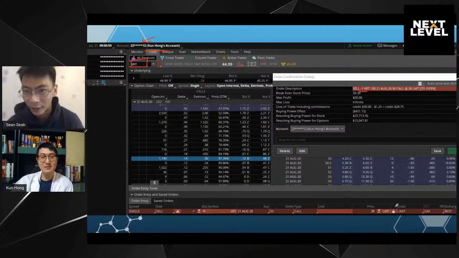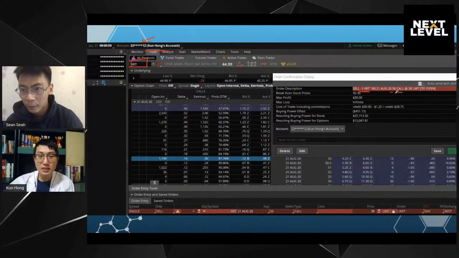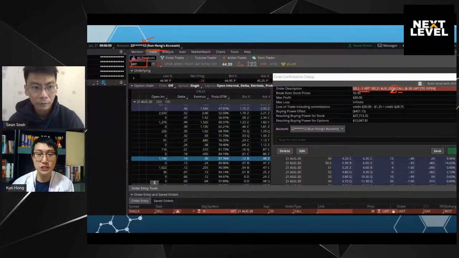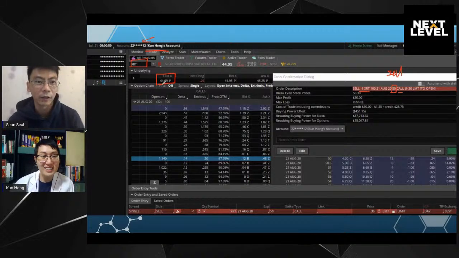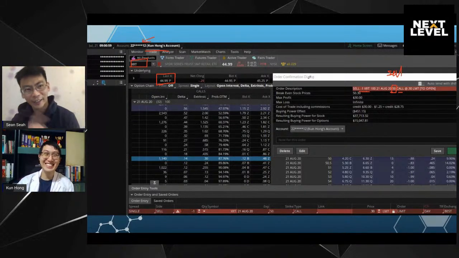Okay, so you can sell XRT. So we look at this. When you sell an XRT 50 call, there are quite a few things now. So maybe you can explain to us what 50 means. 50 means you promise to sell at $50, even though now it's 44.99. So 44.99 is the stock price.